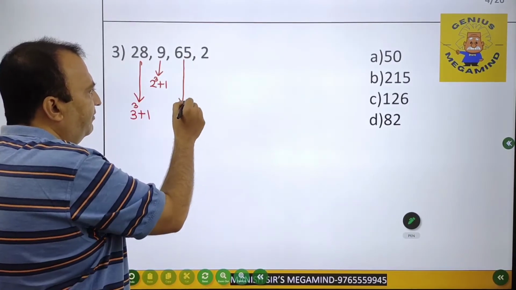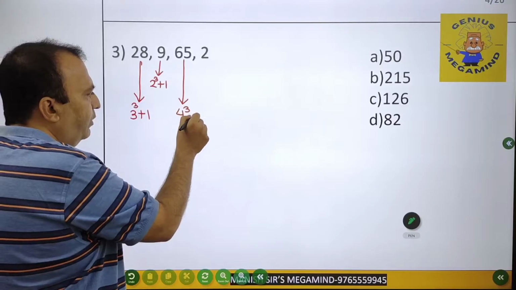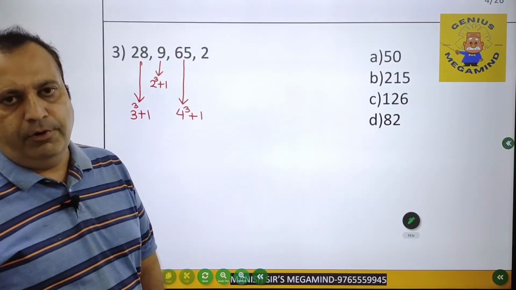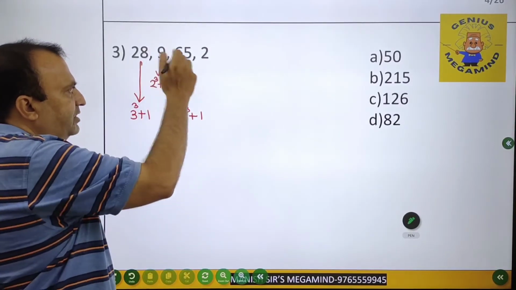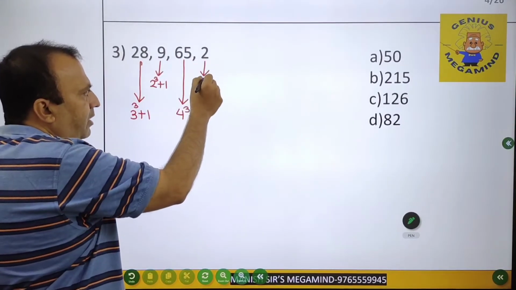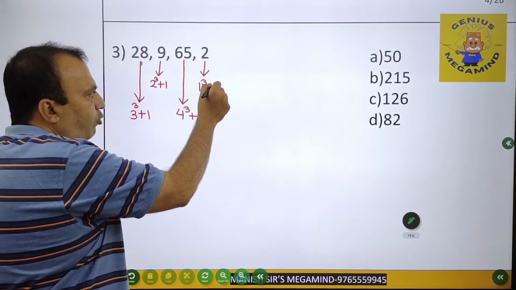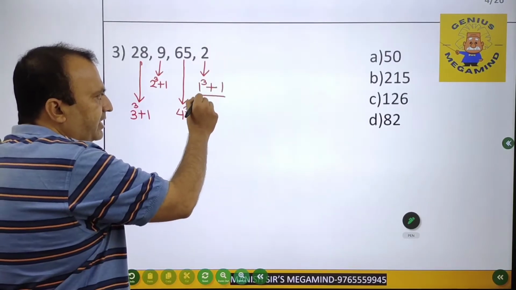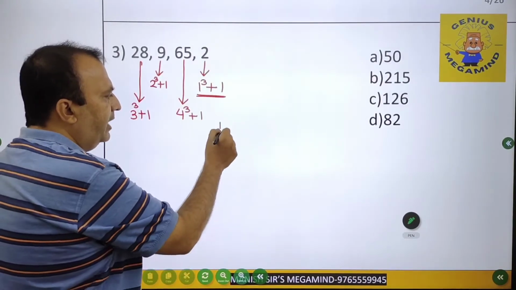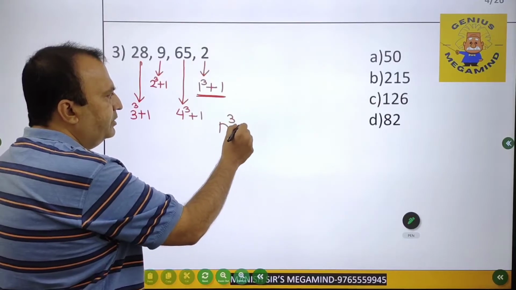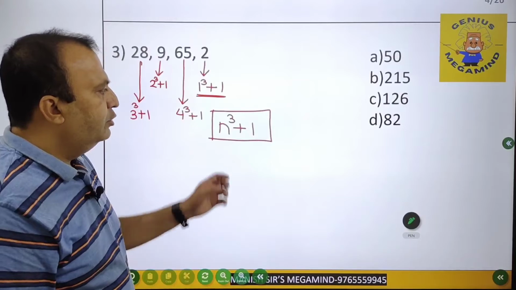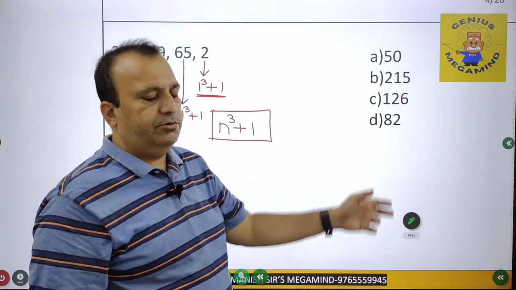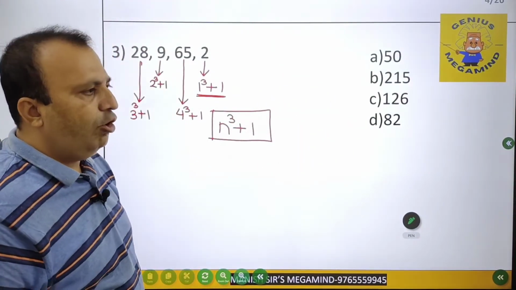Now 65 can be written as 4 cube plus 1. Now what is 4 cube? 4 cube is 64, and 64 plus 1 comes out to be 65, and the last number is 2, which is 1 square plus 1, means it can be written in the format n cube plus 1. So this is the formula I am going to use over here. So the same kind of formula I have to find amongst the options.